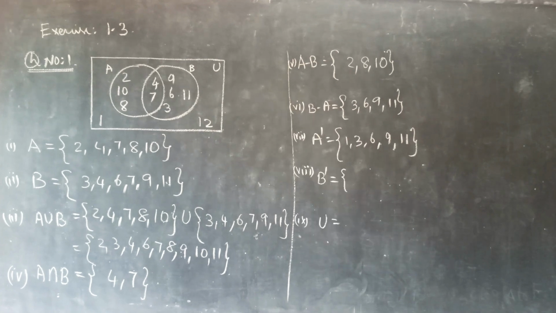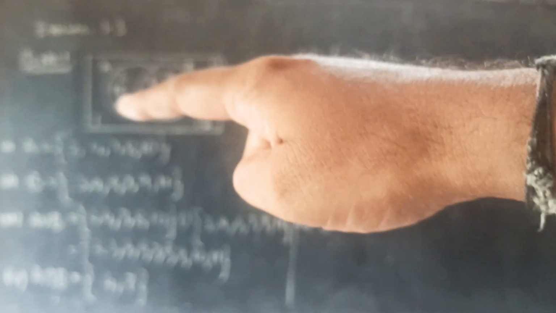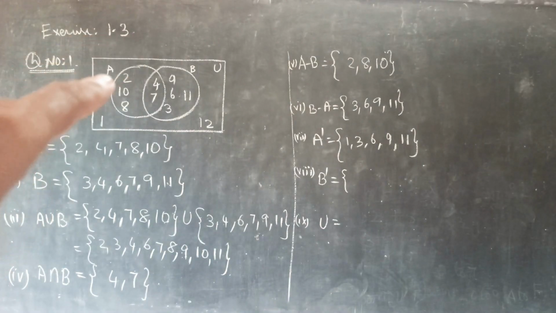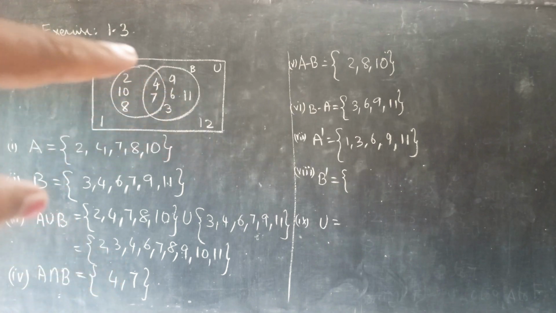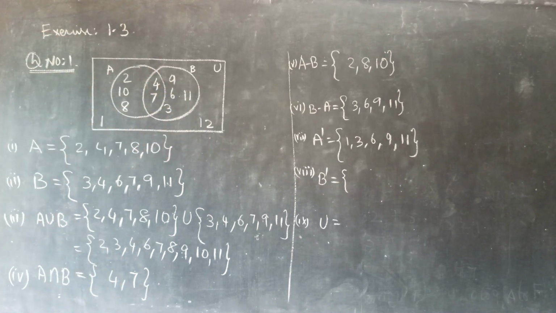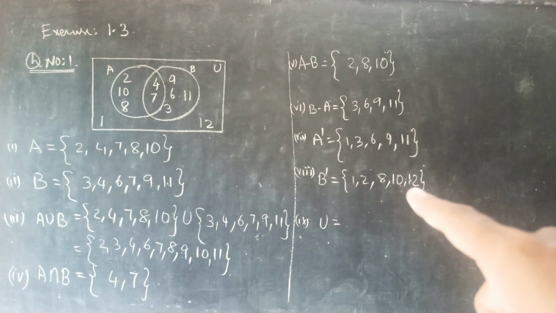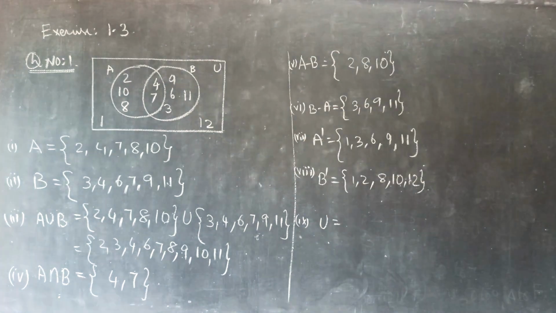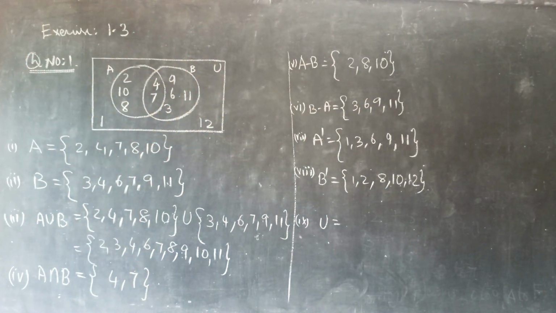Now we come to B dash. For the value of B dash, we should not include the circle B. All the elements in B should not be included. So other than that, 1, 12, 2, 10, 8, all those elements will be included. So we say B dash are those elements where B is completely not included. As you can see, B is completely not included. Hence those elements are called B dash. The B dash elements are 1, 2, 8, 10, 12.